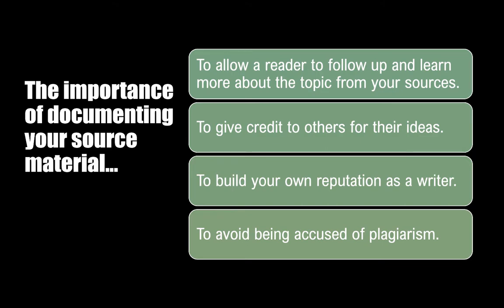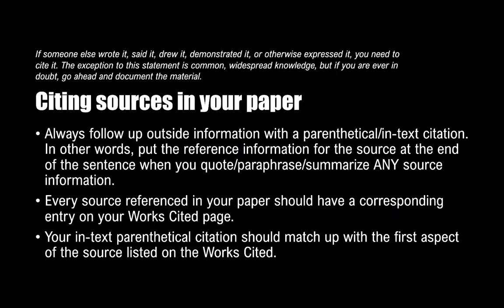If you do not have in-text citations, parenthetical citations for your outside material, that is plagiarism. Even if it's unintentional, that's plagiarism, which means you would get a 0 on your paper, which is not a good thing. So if someone else wrote it, said it, drew it, demonstrated, or otherwise expressed it, you need to cite it. In other words, if it did not come directly from your brain into that paper, then it needs to be cited. The exception to this statement is common widespread knowledge. So if it's something that everyone already knows, like the Declaration of Independence was signed in 1776, like we know that.